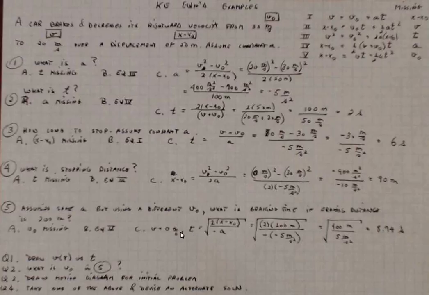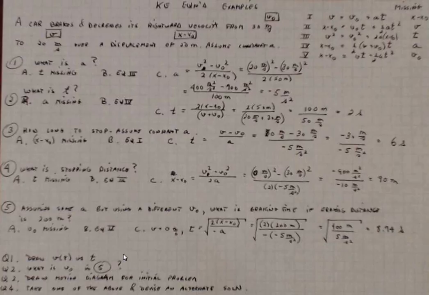And in that case, t is equal to the square root of 2 times the displacement divided by minus a. Please note there's a minus sign here. And so that's going to give me the square root of 400 meters over the negative of 5 meters per second squared. So that's 400 meters divided by 5 meters per second squared, 8.94 seconds.